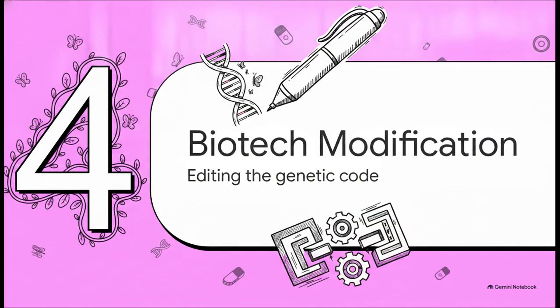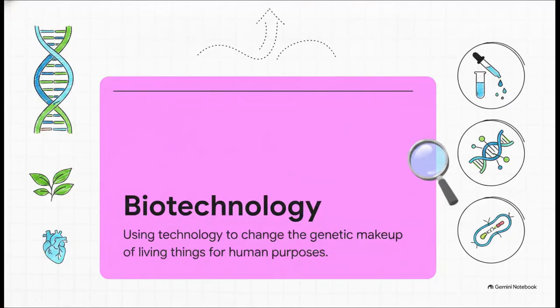Section 4. Modifying with biotechnology. Having seen how nature masterfully regulates genes, let's explore how scientists step in with their own editing pens. Let's start with a really clear definition. Biotechnology is this incredible field where we use technology to intentionally change the genetic makeup of living things for human purposes. This is huge. We're talking about anything from creating crops that naturally resist pests, all the way to developing revolutionary treatments for genetic diseases.